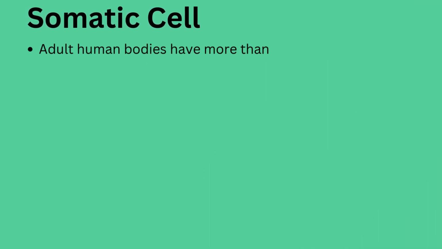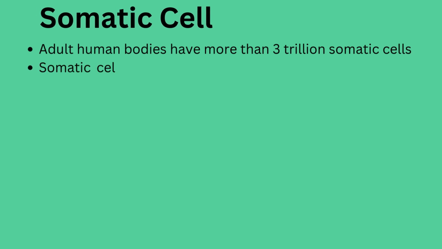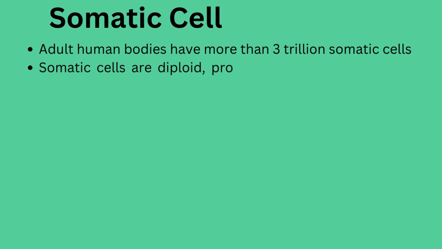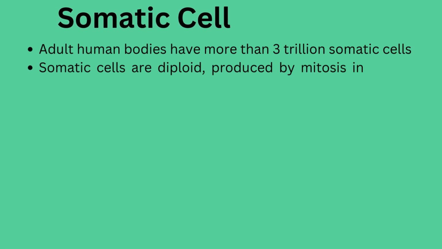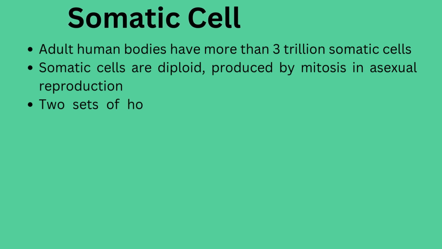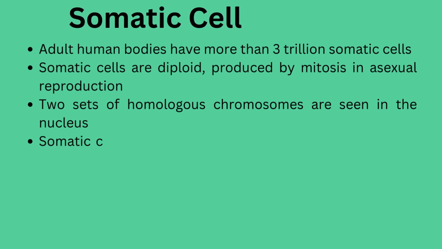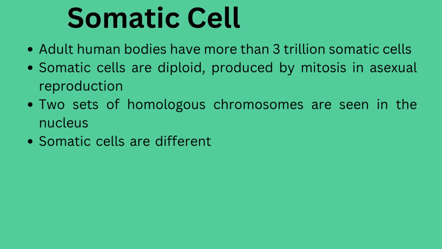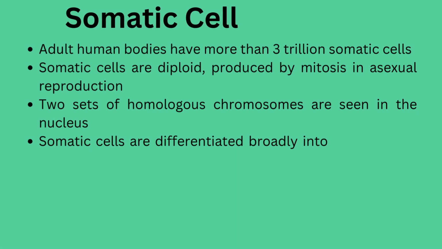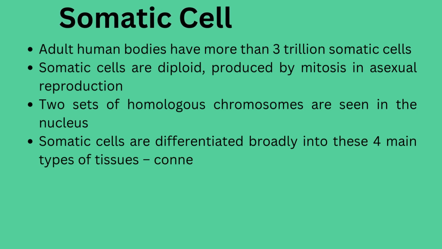In an adult, humans have more than 3 trillion somatic cells. Somatic cells are diploid, produced by mitosis in asexual reproduction. Two sets of homologous chromosomes are seen in the nucleus. Somatic cells are differentiated broadly into 4 main types of tissues, which are connective tissues, epithelial tissues, nerve tissue, and muscle tissue to organize into a complete human organism.